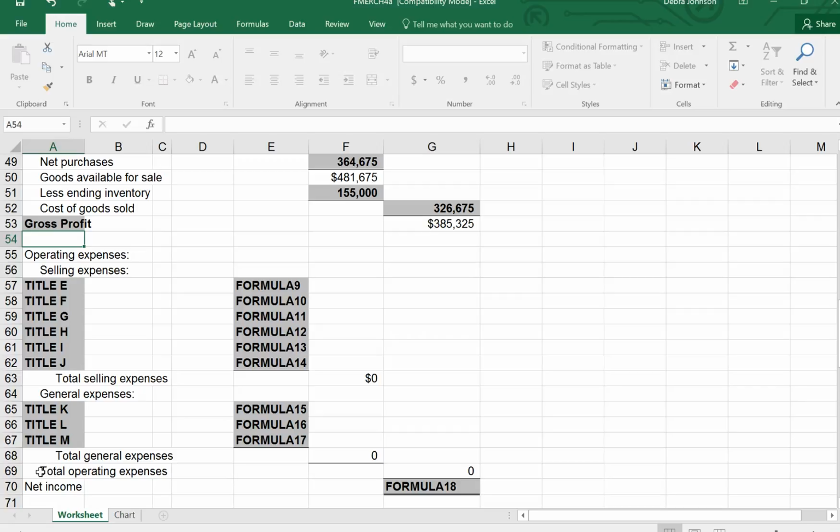Otherwise, if the expense is not related to the sales process, it's considered a general or administrative expense. So this will take you a little bit of time, looking at all the account titles and all the formulas. Your job is to complete the template.